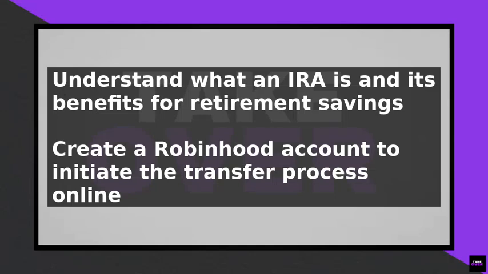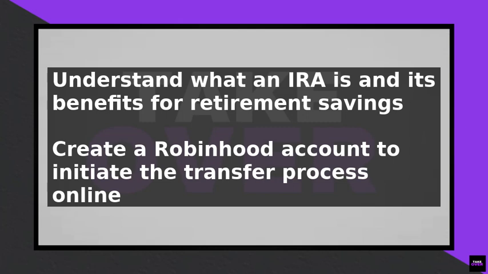Transferring an IRA to Robinhood is a straightforward process that can be completed in a few steps. To begin, it is essential to understand what an IRA is and how it works. An individual retirement account is a type of savings account that allows individuals to save for retirement while also providing tax benefits. The first step in transferring an IRA to Robinhood is to create a Robinhood account.